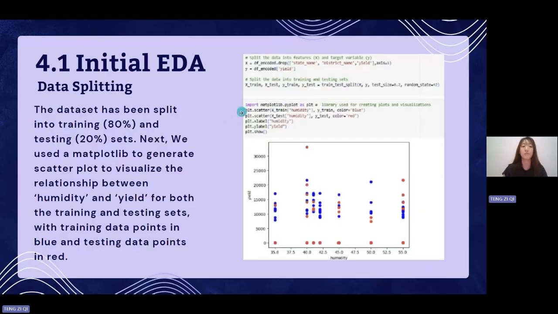Next, we do data splitting. The dataset has been split into training 80% and testing 20% sets. Next, we use matplotlib to generate a scatter plot to visualize the relationship between humidity and yield for both the training and testing sets, with training data points in blue and testing data points in red.